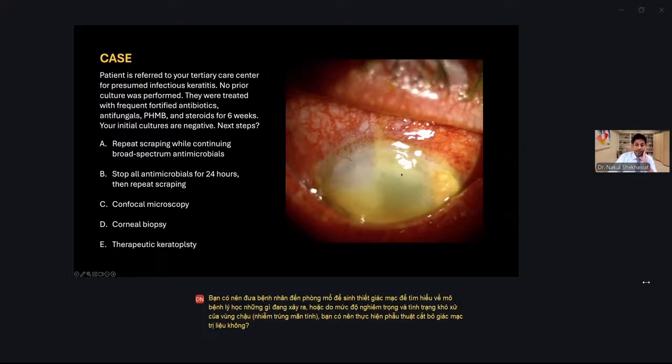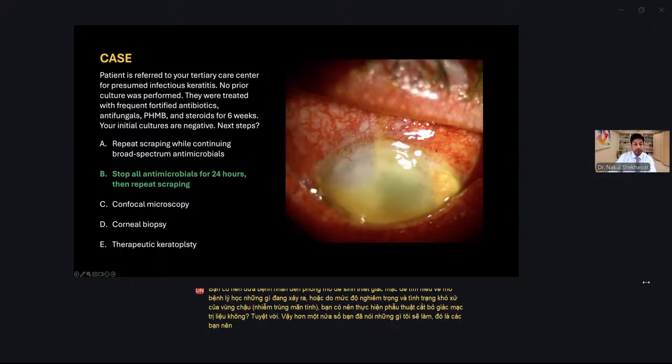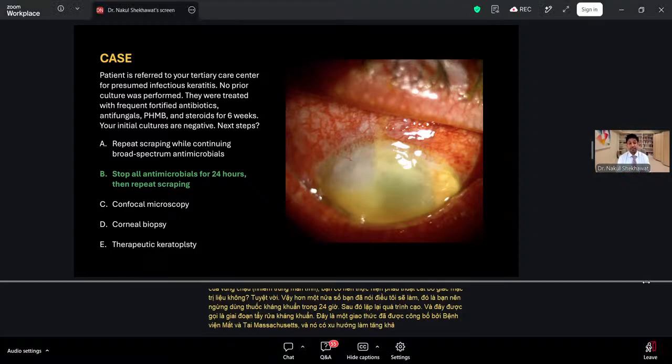Great. So over half of you said what I would have done, which is you should stop all the antimicrobials for a good 24 hours, then repeat the scraping. This is called an antimicrobial washout period. This is a protocol actually published from Massachusetts Eye and Ear Infirmary, and that tended to increase the diagnostic yield with the second scraping.